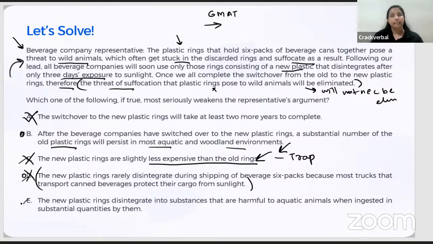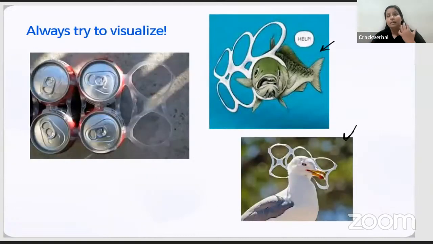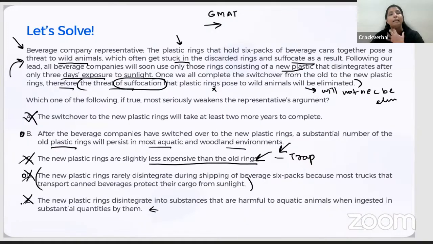Okay. Option E says the new plastic ring disintegrates into substances that are harmful to aquatic animals when ingested in substantial quantities by them. Now, Kevin, you told me you chose B over E. Now let's look at why E is not the answer. You're right, E is not the answer. The conclusion is talking about the threat of suffocation, where suffocation is, you get entangled in it. It gets stuck around your neck. Like you can see this poor little albatross probably. It has it stuck around its neck and it's suffocating.